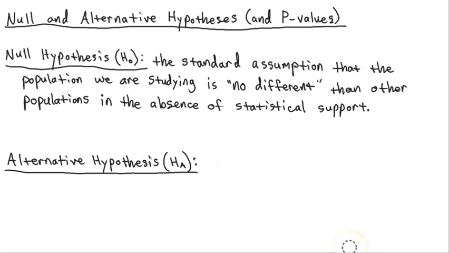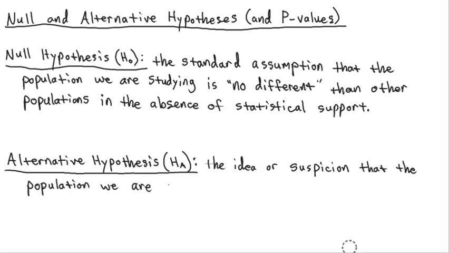Now let's get a definition for alternative hypothesis. An alternative hypothesis is the idea or suspicion that the population we are studying is very different from other populations.